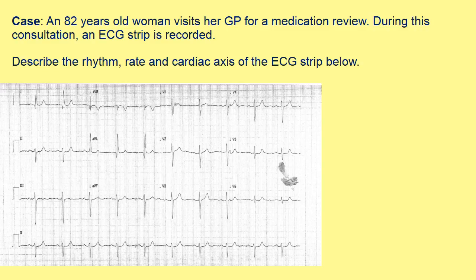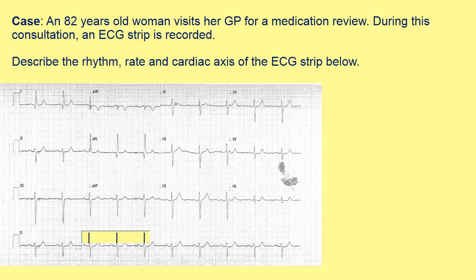So the first thing you do, you have to look at the rhythm. Is it regular or irregular? So get your piece of paper, draw your 3 lines, and then slide your paper. Do the points match? In this case, a match. So you say it's a regular rhythm.